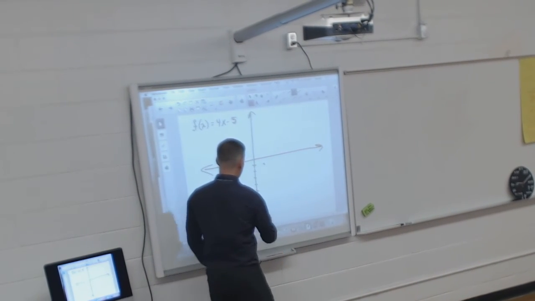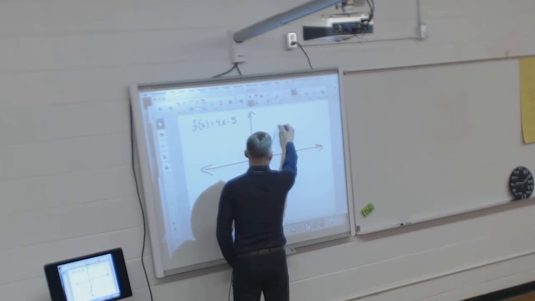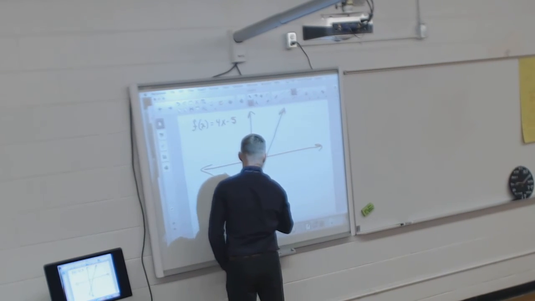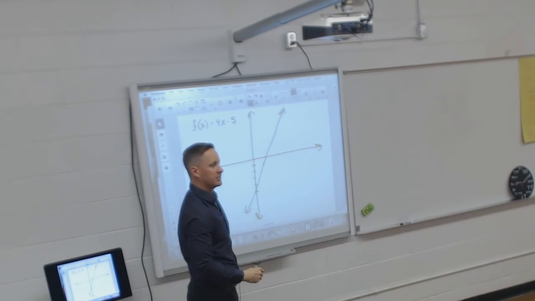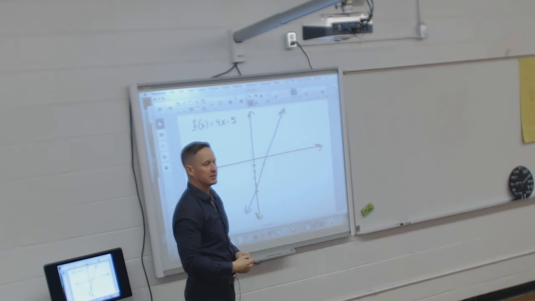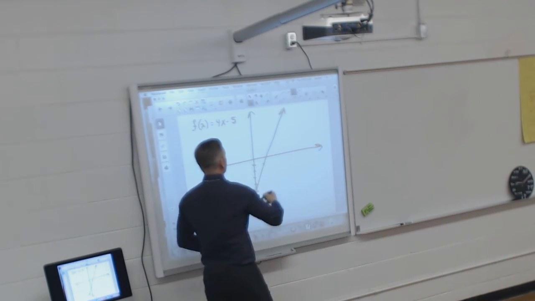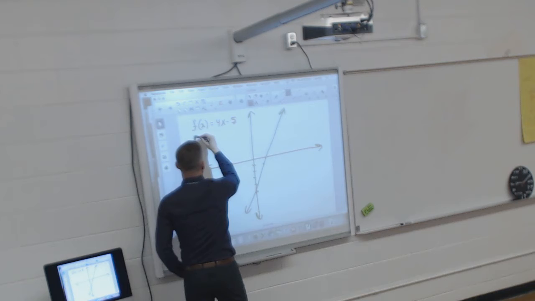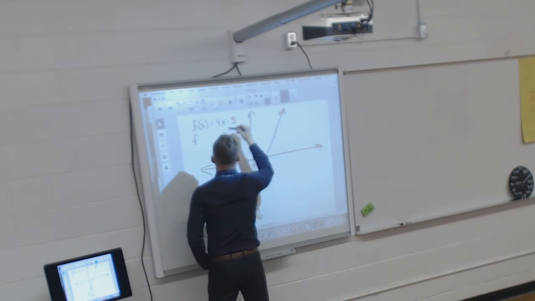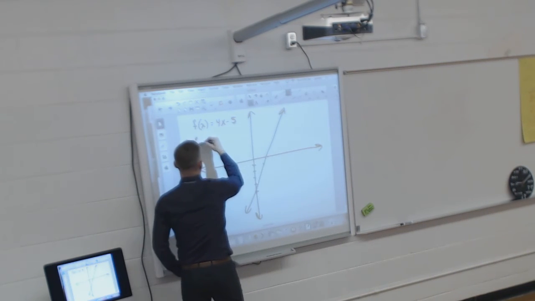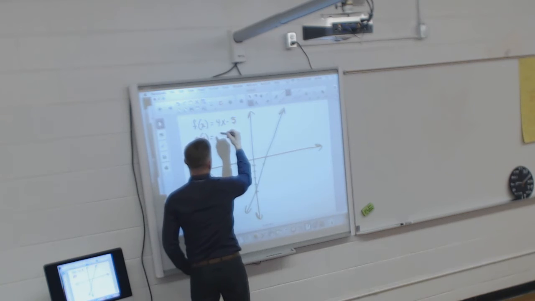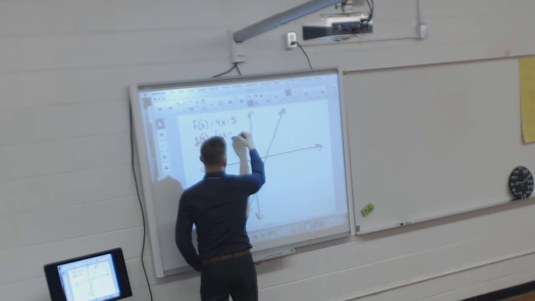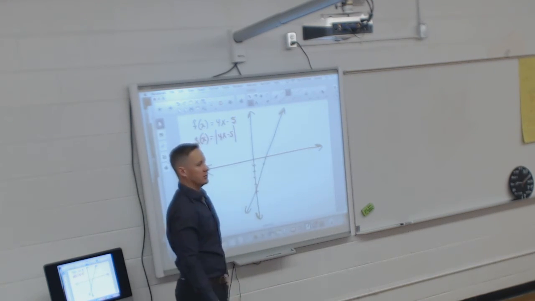So I go like this, right? So there I have it. There's my graph of y equals 4x subtract 5. So now I want to graph the absolute value. g of x is equal to the absolute value of 4x subtract 5. So you just put your x in.